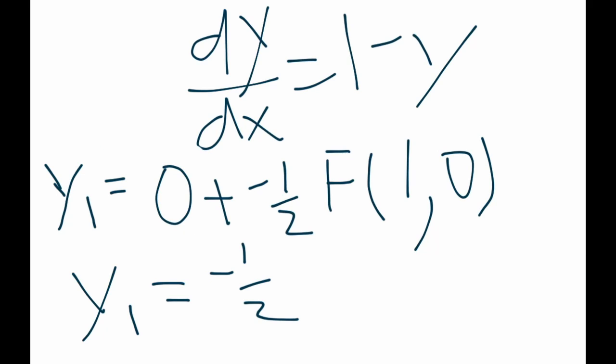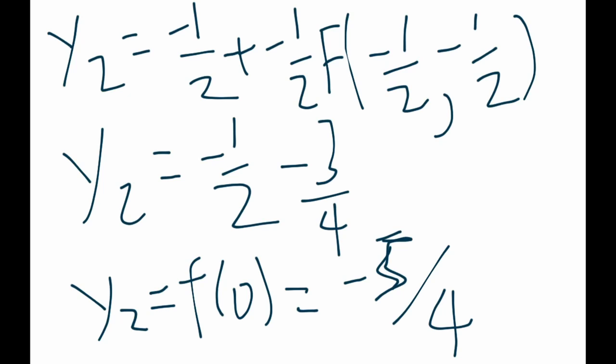y1 equals 0 plus negative 1/2 times f of 1, 0. Plugging 1, 0 into the differential equation 1 minus y, we get that y1 equals negative 1/2. y2 will equal negative 1/2 plus negative 1/2 times f of negative 1/2, negative 1/2. Plugging in negative 1/2 into the differential equation, we get that y2 equals negative 1/2 minus 3/4. y2, which is the same as f of 0, therefore equals negative 5/4.